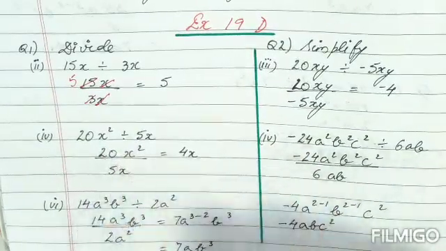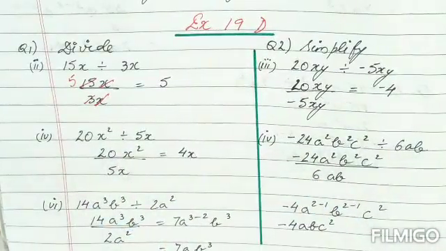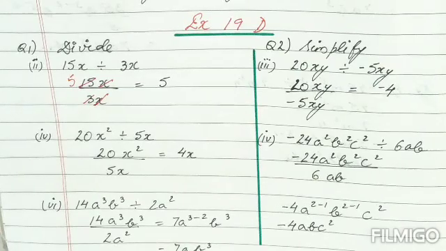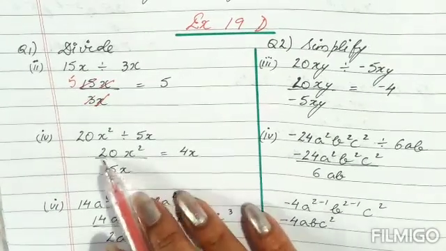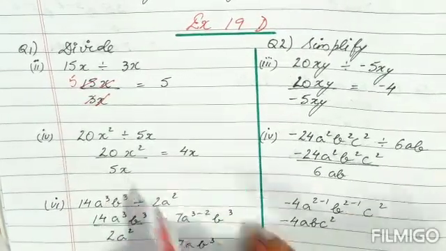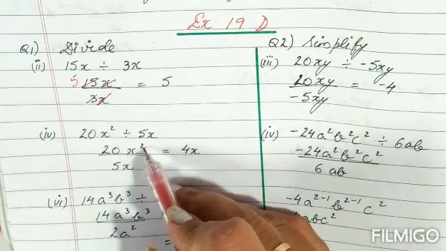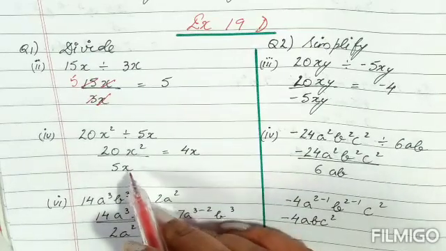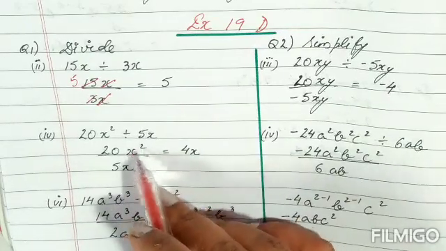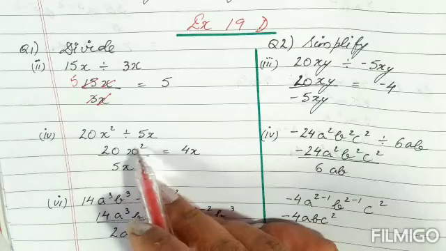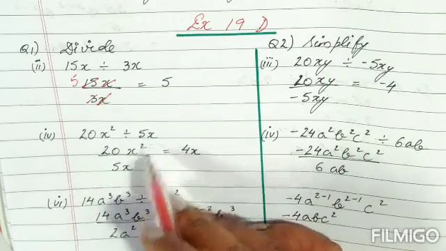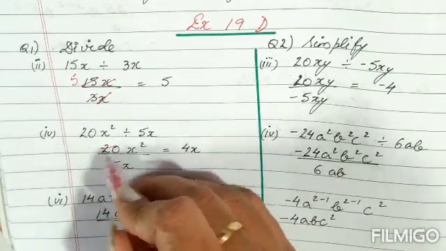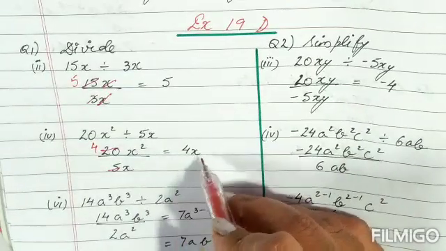Another one, I have taken the fourth one, children. 20x square divided by 5x, right? So 20x square and 5x is written like this. Now x square means x is 2 times, over here it is 1 time. So we'll take it in minus, so it will be x to the power 2 minus 1. So x will be left 1 over here, right? This will be reduced, so it will be 4x.